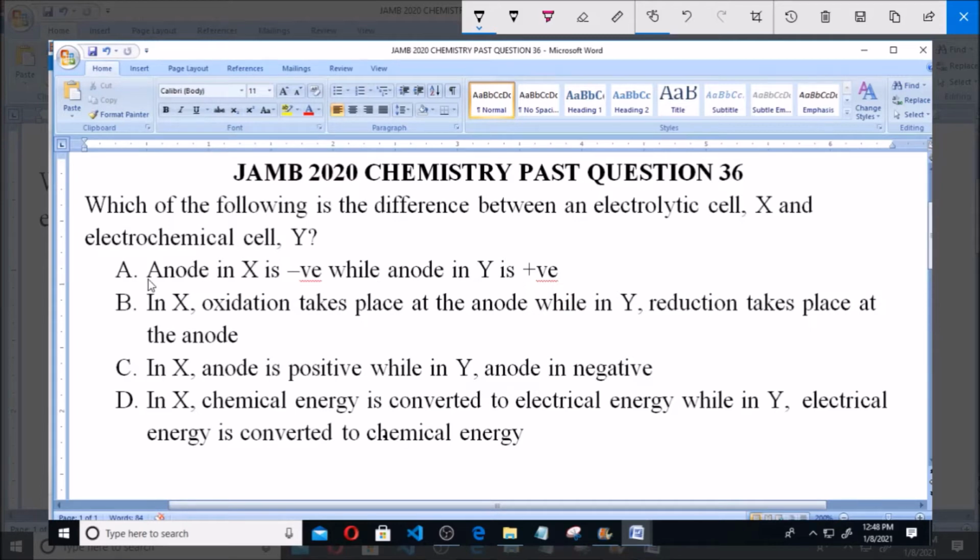A. Anode in X, which is the electrolytic cell, is negative while anode in Y is positive. B. In X, oxidation takes place at the anode, while in Y, reduction takes place at the anode. C. In X, anode is positive while in Y, anode is negative. And D. In X, chemical energy is converted to electrical energy, while in Y, electrical energy is converted to chemical energy.